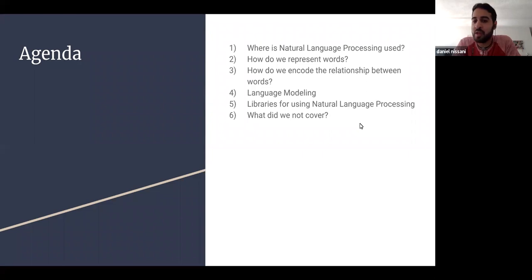And then something that I always like to do is ask: what did we not cover? What are things that you should go read up on your own, or things that you should know that are in the field, but we just didn't have time to cover today? Any questions for the agenda? Feel free to post in the chat.